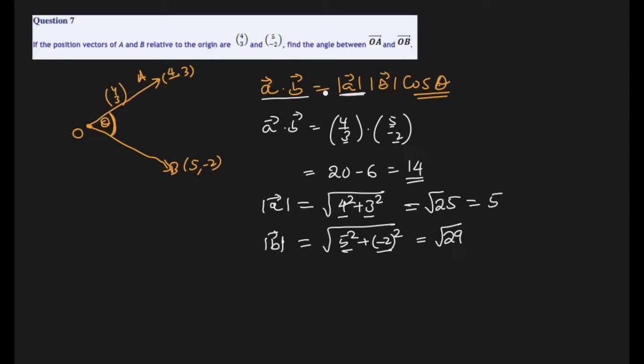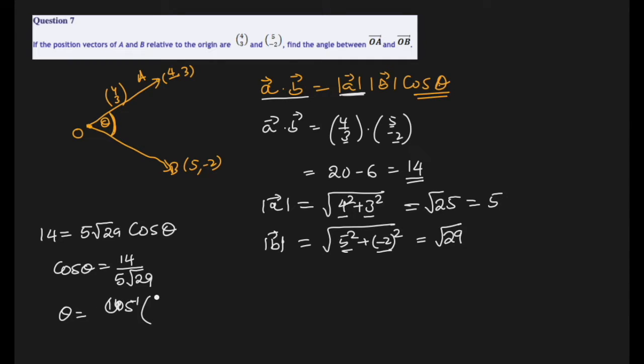Now we'll use this formula and we'll get the angle. So 14 equal to 5 square root 29 cos theta. Cos theta becomes 14 divided by 5 square root 29. Theta is cos inverse of 14 over 5 square root 29. And let me use my calculator again to find this angle.